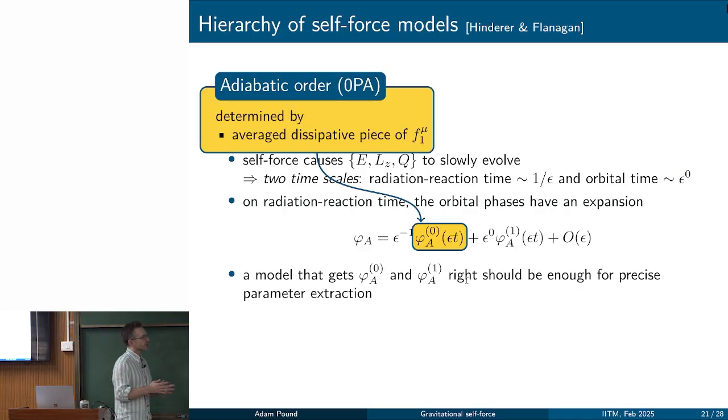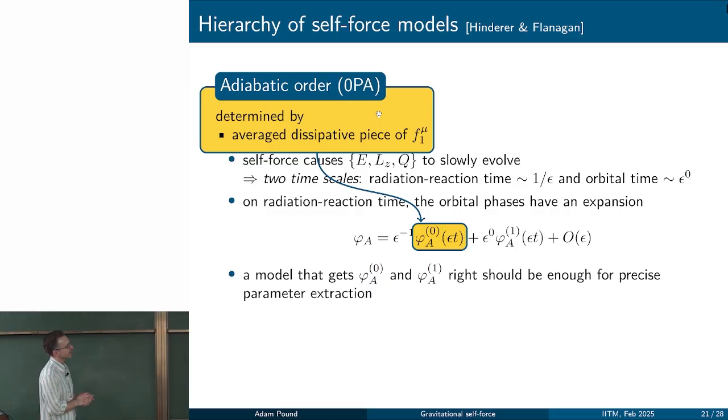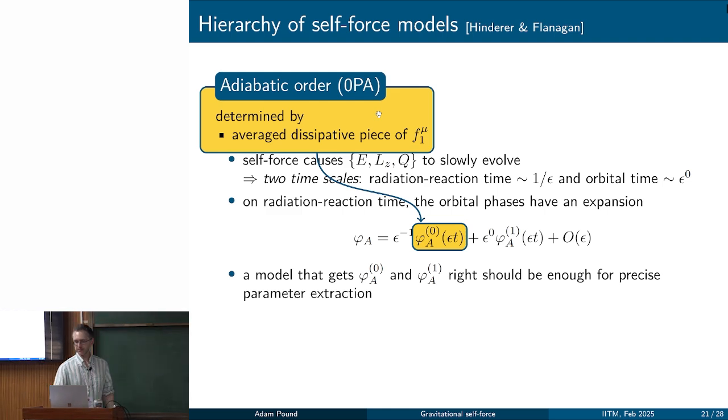And I'm going to introduce some nomenclature here. The piece that gets you this first leading order is called adiabatic order. And that comes from an older picture where you're thinking of geodesic orbits adiabatically evolving from one orbit to the next, to the next, to the next. And that's called 0PA. And it's determined by the averaged dissipative piece of the first order self force. So a very specific piece of the first order self force. So you do not need the whole first order self force to get the adiabatic order phase. Of course, you also need to know a lot about the geodesic dynamics. So it's geodesic dynamics as well as first order dissipative.